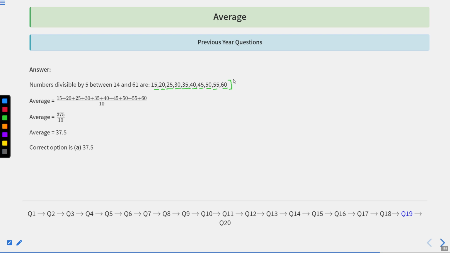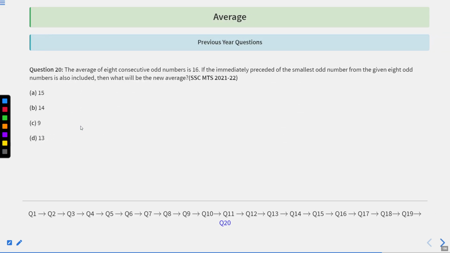So now to find the average, you have to take the sum of all these numbers and divide by the number of observations, which is equal to 10. So taking the sum, I will have 375 upon 10, which is equal to 37.5. So the correct option here will be option number A, 37.5.